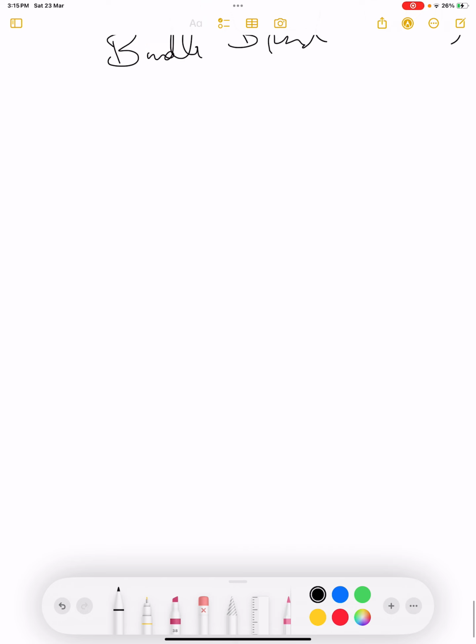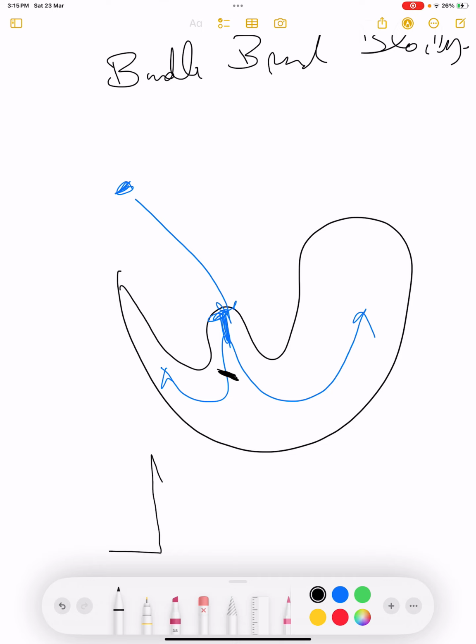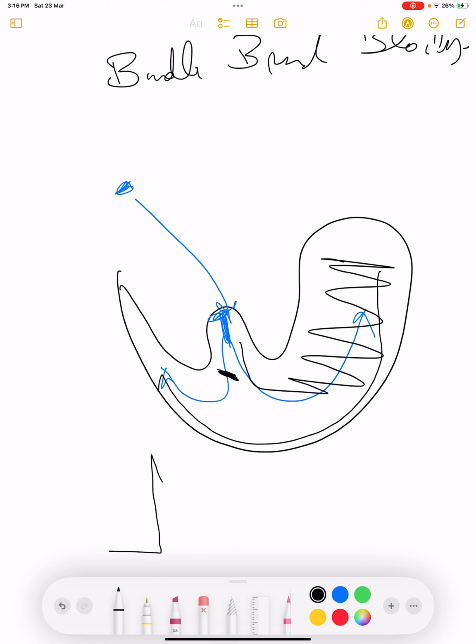Bundle branch blocks. So what happens? Again, let's form our heart. SA node, AV node, impulse reaches here, bundle of His, right and left. So if the right bundle is blocked, then the left ventricle will be depolarized earlier. Then the impulse comes to the right side because this is blocked, and then the right side will be depolarized. So what will happen? Left will be depolarized earlier and right will be depolarized later on.